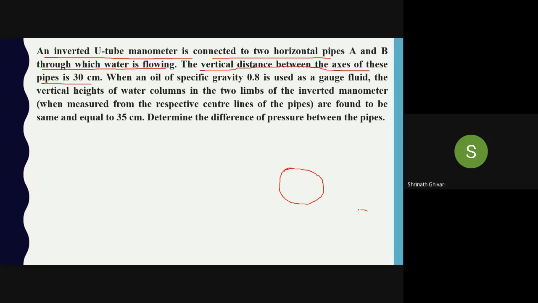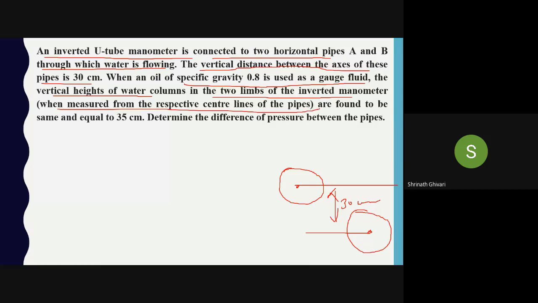So there is one pipe here, and the axis is this point. The difference between these two axes is 30 centimeters. Do you agree? I am drawing the rough diagram. When an oil of specific gravity 0.8 is used as a gauge fluid or manometric fluid, as I have told, we are using a lighter liquid, that is specific gravity of 0.8. The vertical height of the water columns in the two limbs of the inverted manometer, when measured from the respective center lines of the pipe, are found to be the same and equal, that is 35 centimeters.